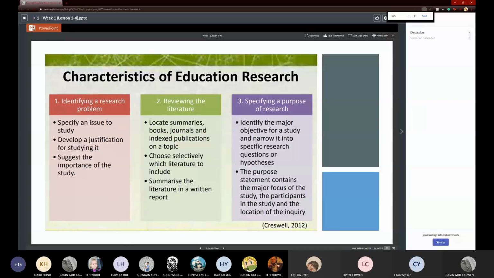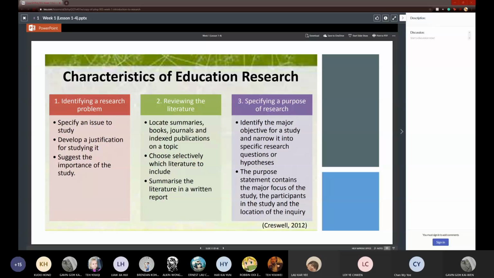After that, we are reviewing the literature. Okay, how are we going to look for past studies that people have conducted before? For example, locate books, journals. Okay, these are all the way we are going to actually look into what other people have studied before in the past. Then we are going to choose the literature. The literature means past studies. We're going to choose the literature that is actually related to our topic. We will summarize it and actually write it in a report.